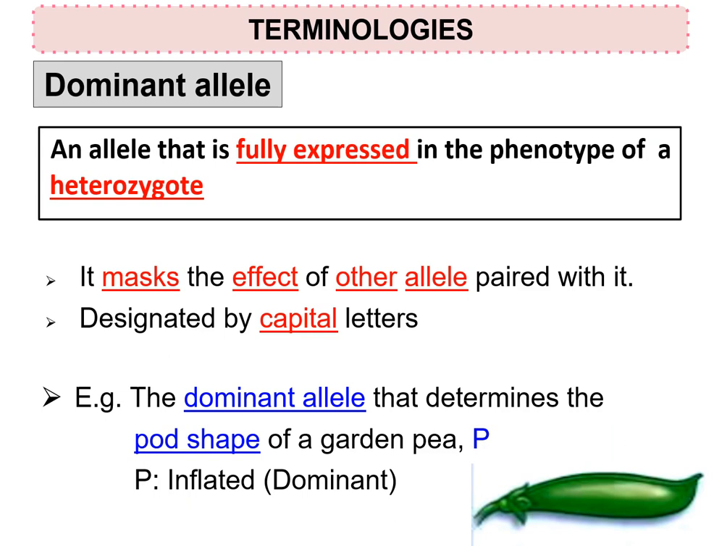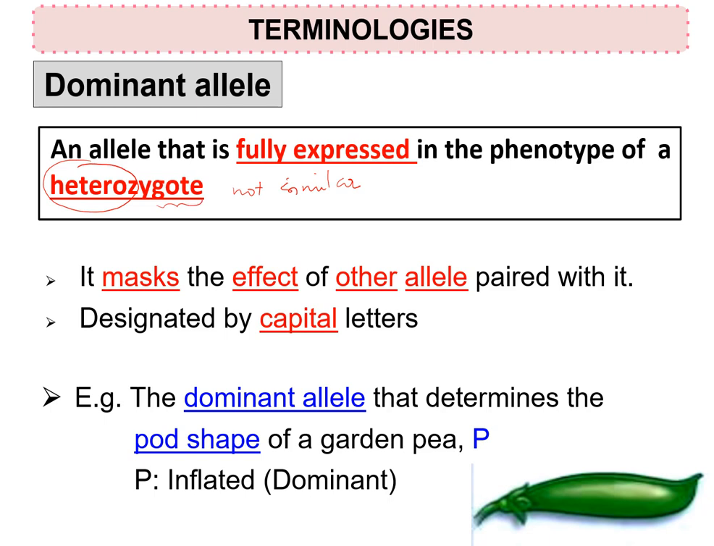Since we have allele, we have the capital allele, capital letter for dominant allele. Dominant allele is an allele that is fully expressed in the phenotype of a heterozygote. Hetero means not similar, different. So for every gene, the content of the gene, if it is represented by allele with different capital and small letter, it will be called heterozygous.